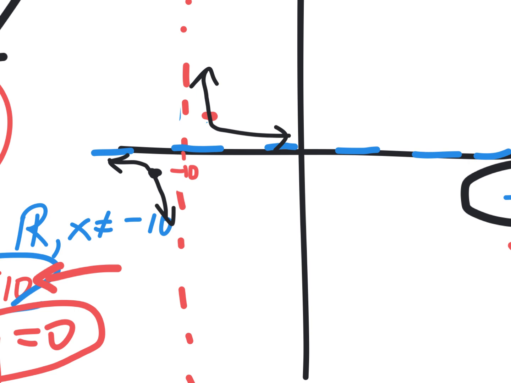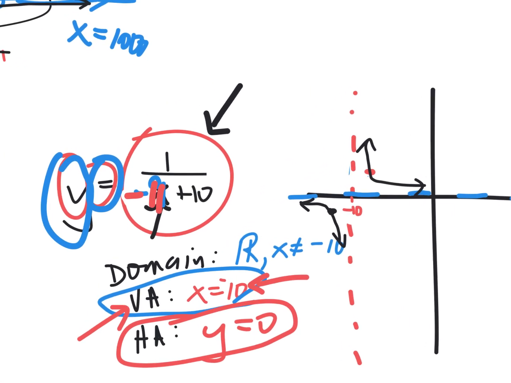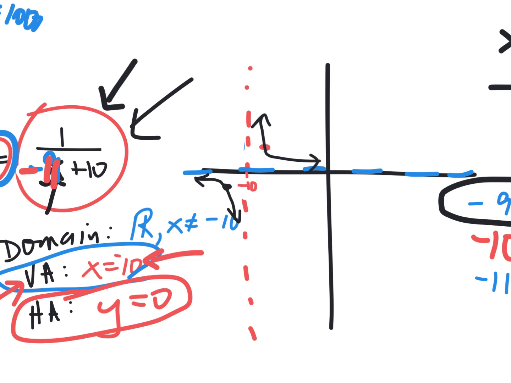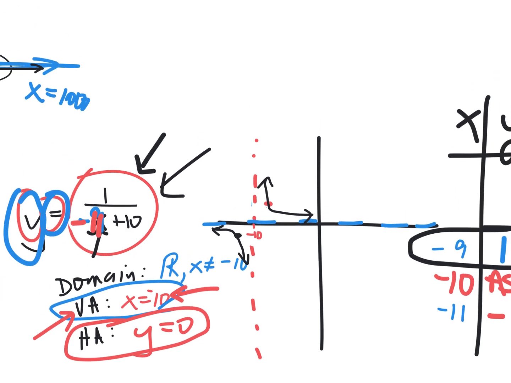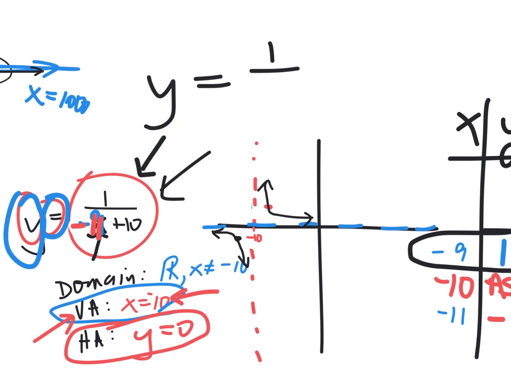And I could have known that it was one of those because it's just one of those except shifted 10 to the left. Doesn't that look like I shifted it 10 to the left? And its original graph was y equals 1 over x, but then I had a plus 10, which means I shift the thing 10 to the left, and that makes sense to me.